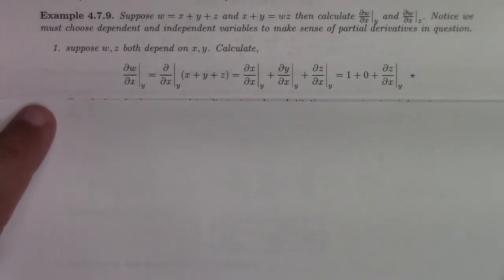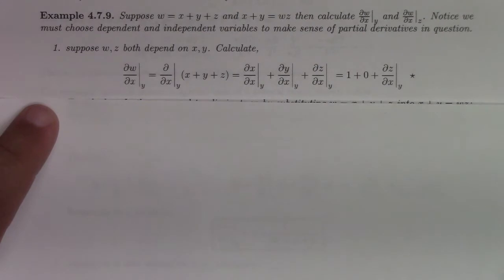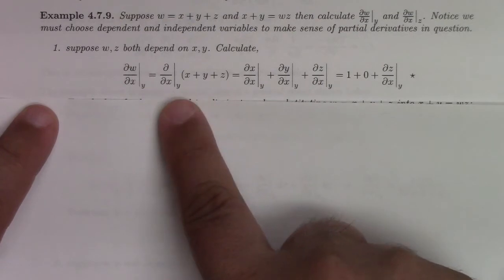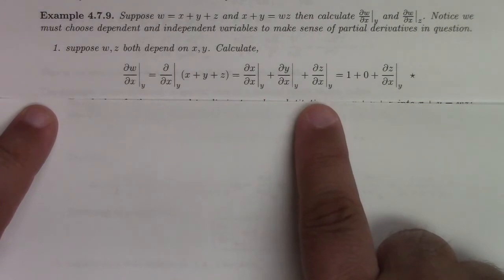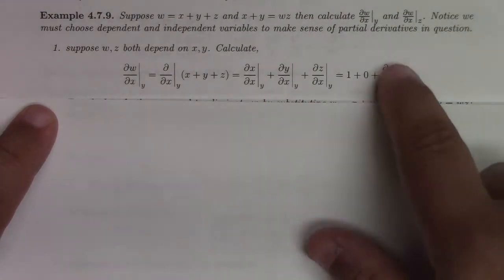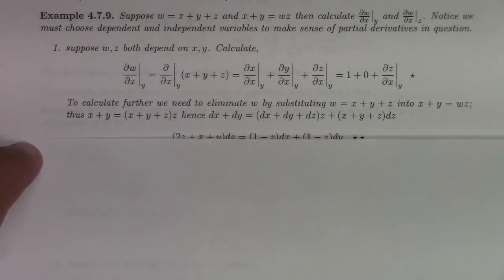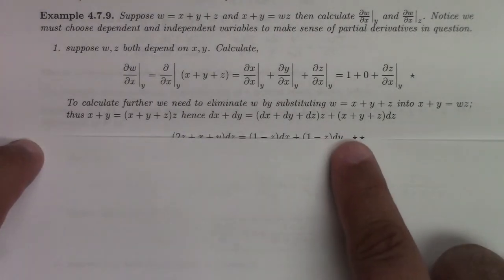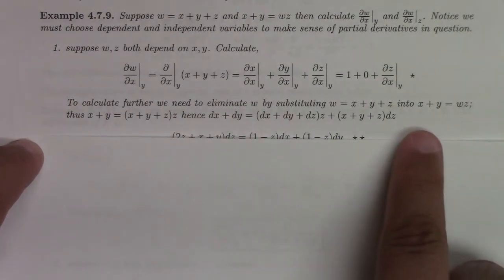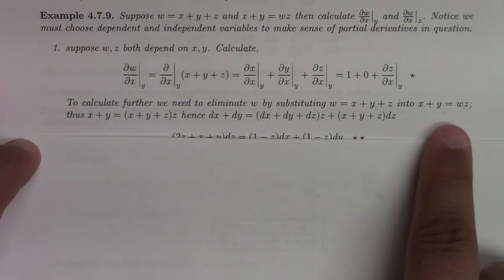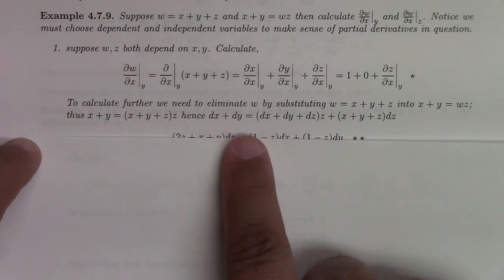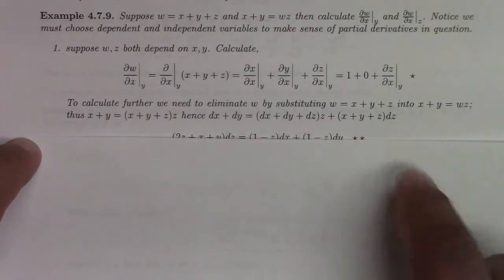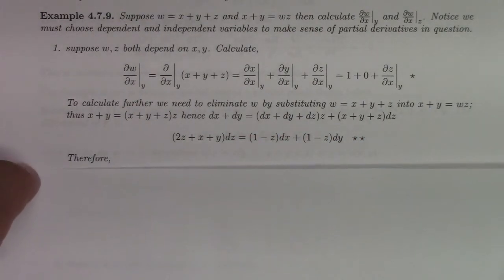And so partial w partial x is partial x holding y fixed of x plus y plus z. So in this context, partial y partial x is 0. Partial x partial x is 1. Partial z partial x, well, we don't know. But partial z partial x holding y fixed is that. And then I substitute in w equals x plus y equals wz to get this, which tells me that dx plus dx is that. And then I plug that in.